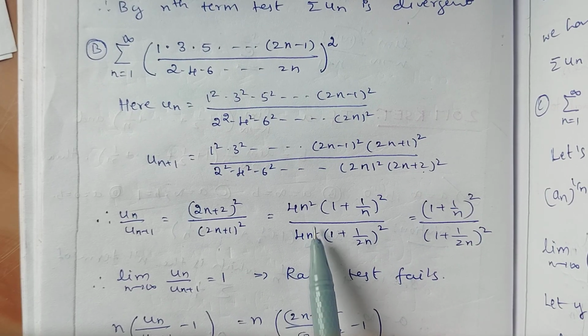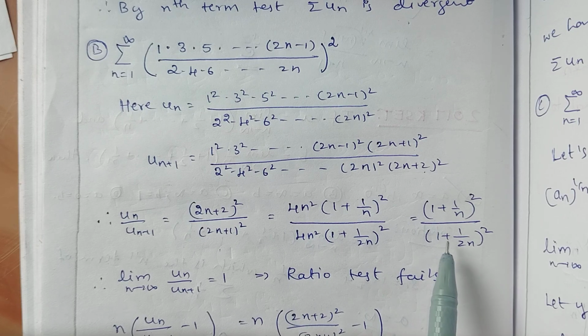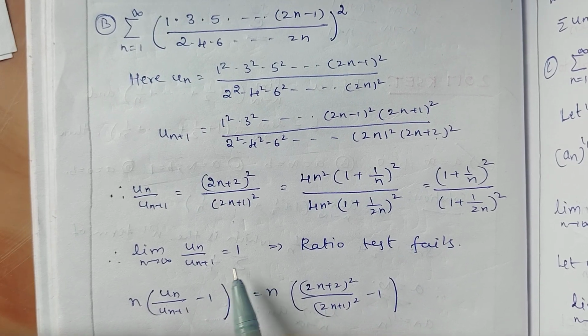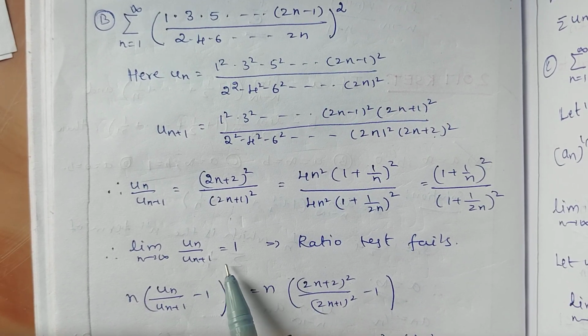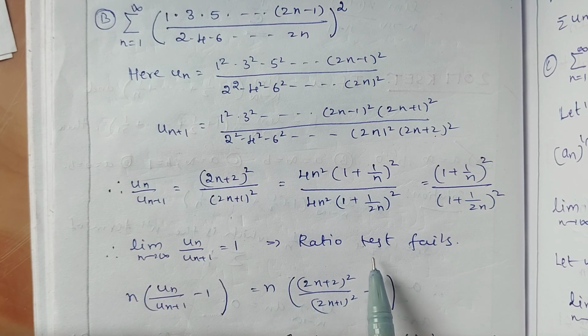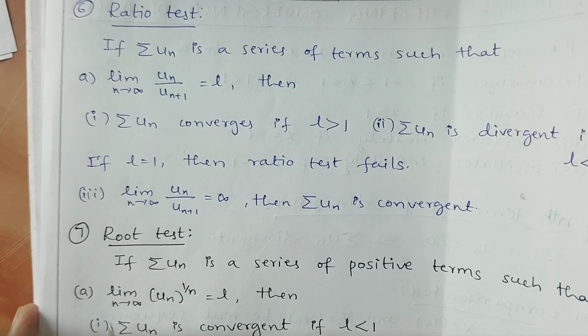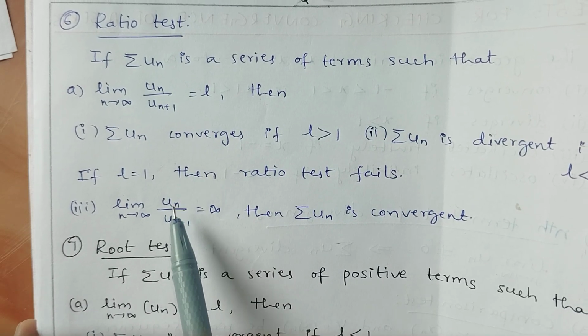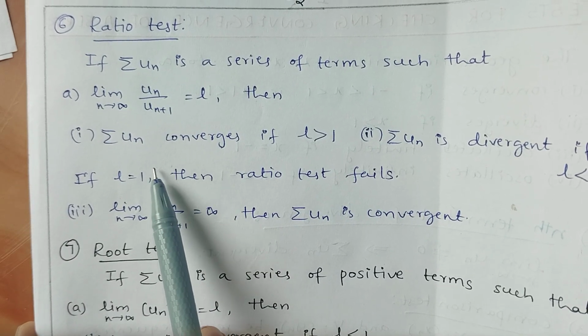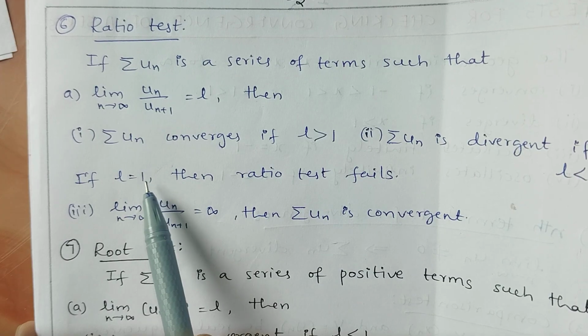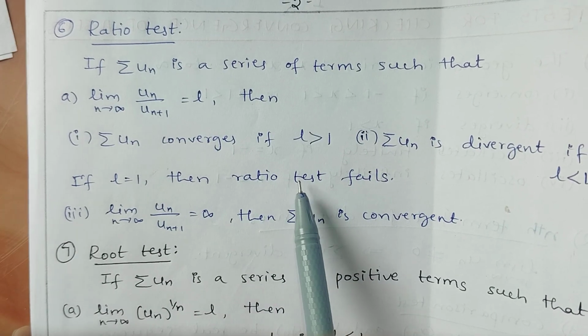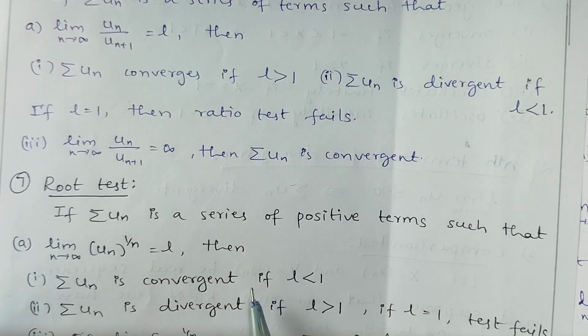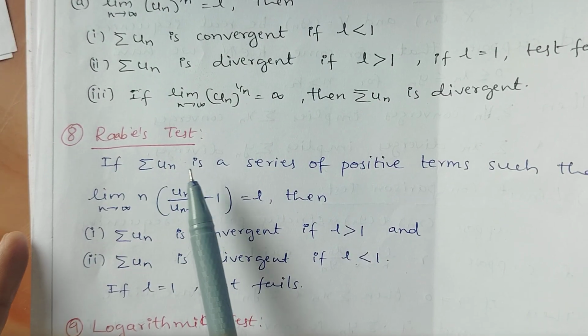So taking 4n² outside, you will get the ratio is equal to 1. Limit n tending to infinity of un by un+1 is equal to 1. Therefore, ratio test fails. According to the ratio test, if the limit n tending to infinity of un by un+1 is equal to L which is equal to 1, then the ratio test fails. So, if the ratio test fails, we can apply the Raabe test.